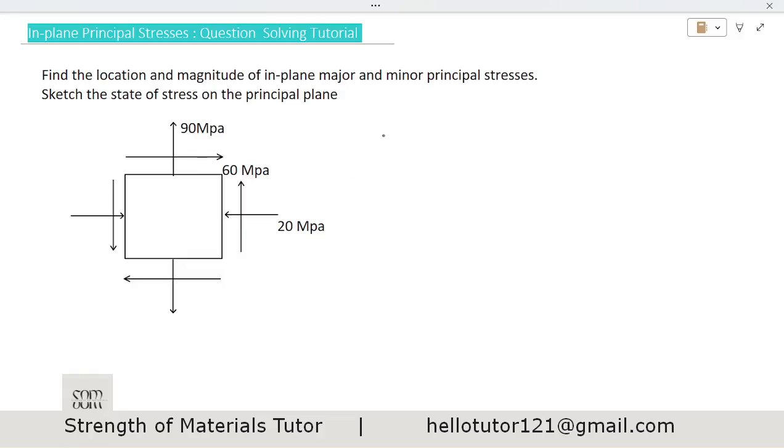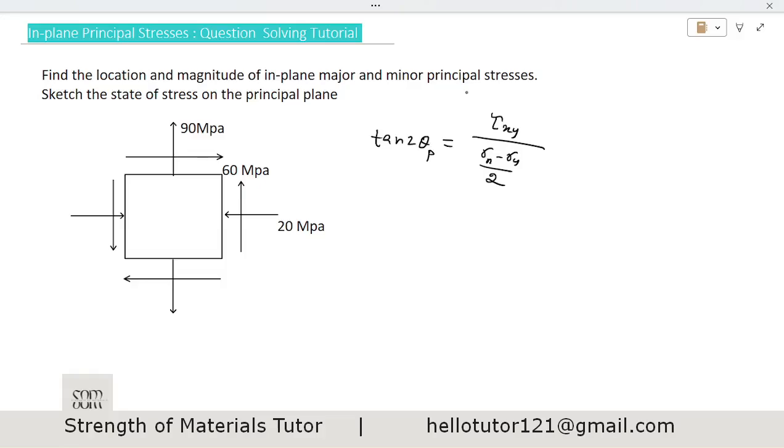We can find that using tangent of 2 theta p is equal to tau xy divided by sigma x minus sigma y divided by 2. It will give us the values of theta p, right? And we will get two values of theta p, and those are the location of the principal planes. Then we have to find the magnitude of the major and minor principal stresses.